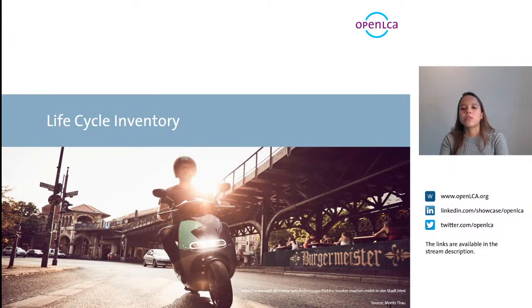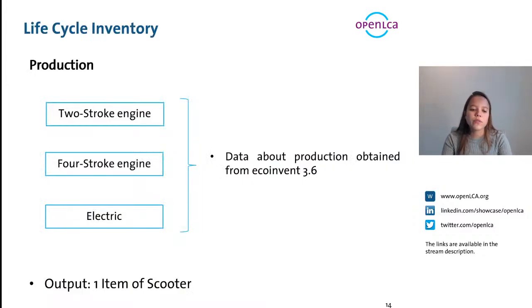Okay, so let's go to the inventory. So if we start talking about the production, you can see in this slide that all three production processes were from Ecoinvent 3.6. But it's important to highlight that Ecoinvent has only one process for the production of the motor scooters. So it means that for the two-stroke and four-stroke model, the same production process was considered.